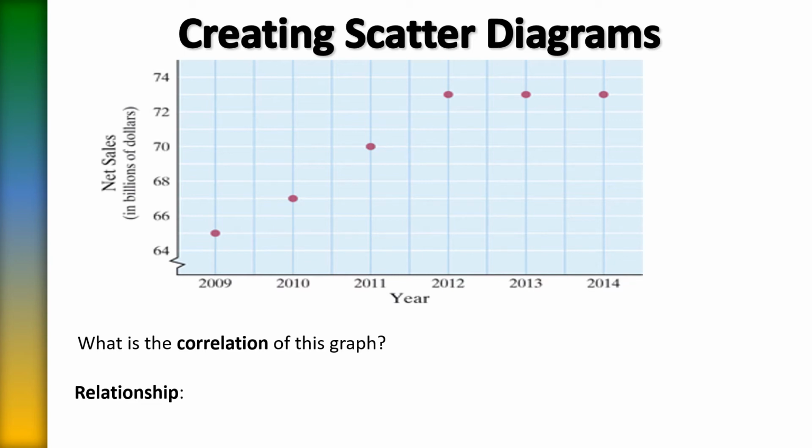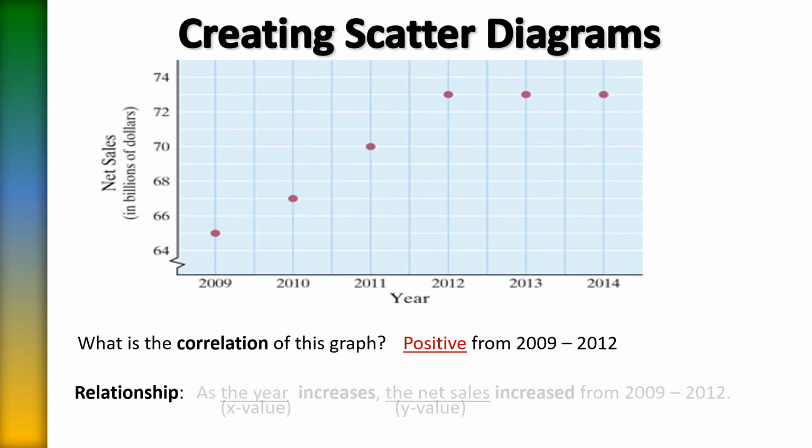Okay, so you said there was a positive correlation. Now, was there a positive correlation throughout from 2009 to 2014? No. I see there was only a positive correlation from 2009 to 2012. So from 2009 to 2012, we can say that as the years increase, so did the net sales. But again, that was only during that period from 2009 till 2012.